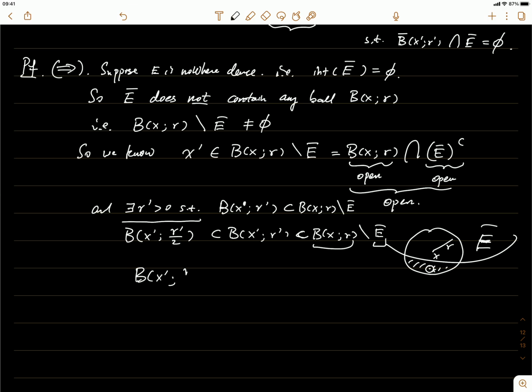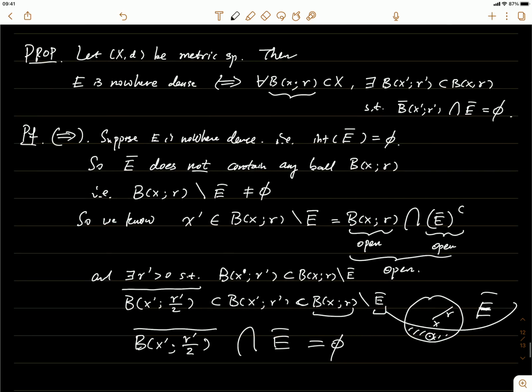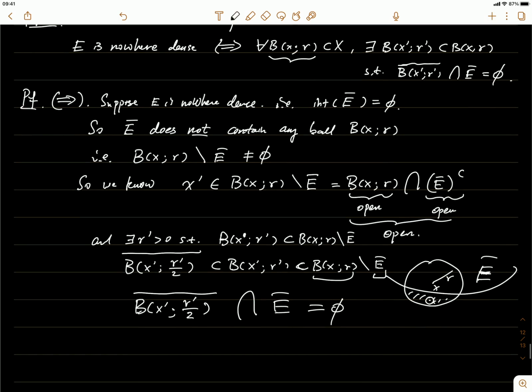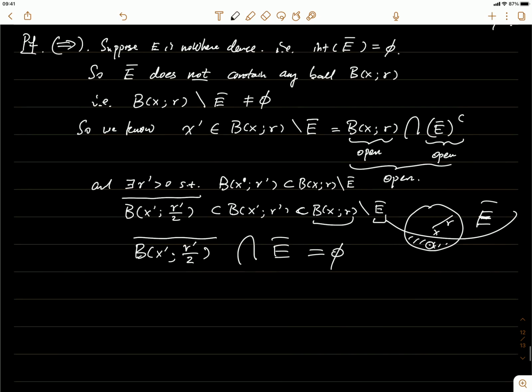That means that for this ball, we take a closure, and the intersection of this set here must be empty. Okay, this shows this direction because for any ball, we find some B(x prime, r prime), where right now the r prime is half of the original, so that there exists some ball in this ball, and then take the closure of this ball. I should write maybe in this way. The intersection of these two closures is still empty, and that is the proof for this direction.